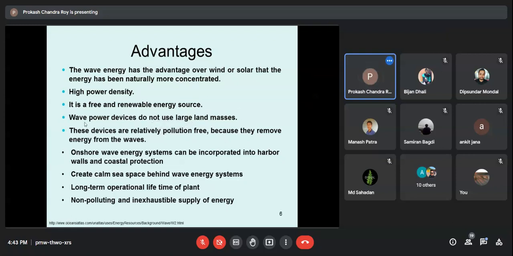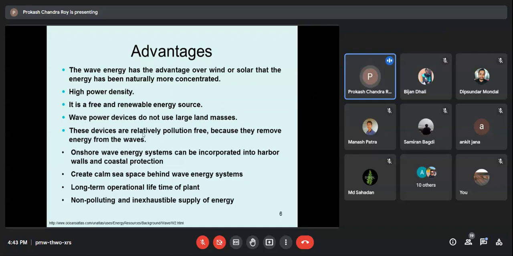And these wave power devices do not use large land masses. So this is a separate point. Basically, here most of the things will be on the ocean surface. Hardly any land mass is used. Basically, most of the things are in the ocean.